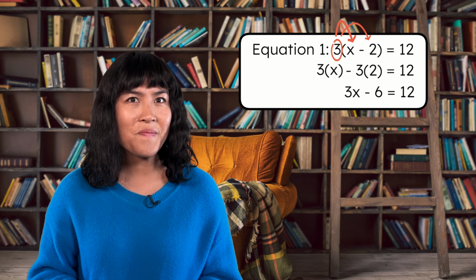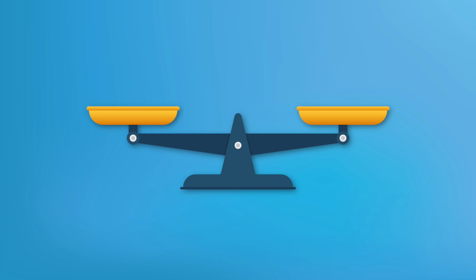Let's take a look. Recall that an equation is just 2 equivalent expressions. In this case, 3 times the quantity x minus 2 and 12. When I distributed this 3 to eliminate my parentheses, did I change the value of this expression? No, I just changed how the expression is represented, which means I do not need to change the value on the right side because my equation is still balanced.